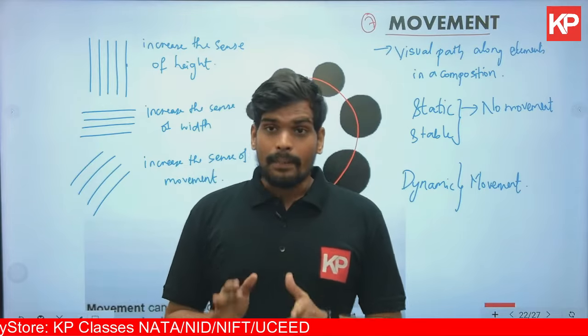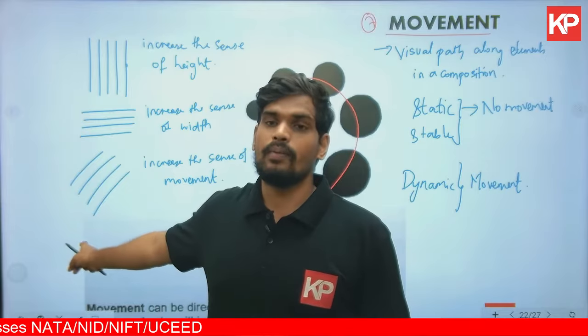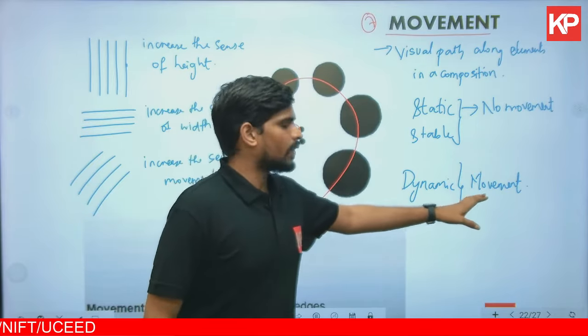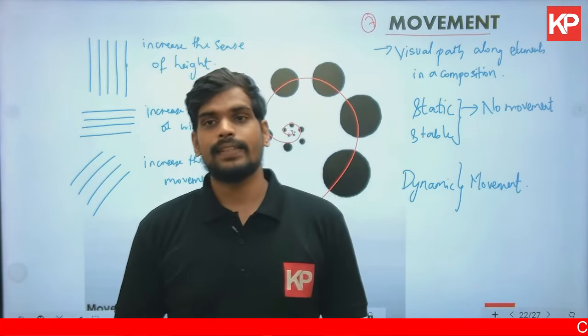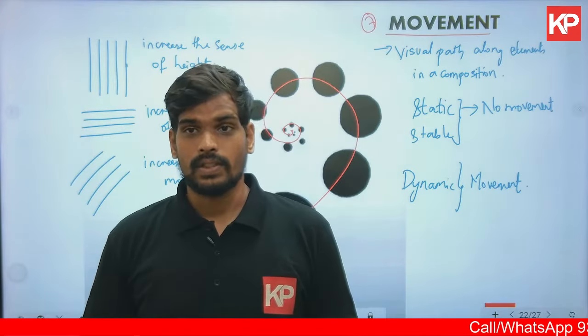To summarize, movement is the visual path taken by the observer. You can create movement by using diagonal lines, because they depict a dynamic composition where there is movement. If there is stability in design, that is called a static design where there is no movement. So that is about the seventh and final principle of design, which is movement.